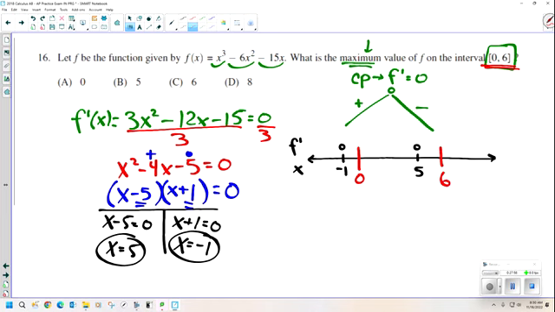I don't care about this critical point. I don't care about anything on this side. So I really only have one critical point. All right? So what I'm going to do is try some numbers in between.